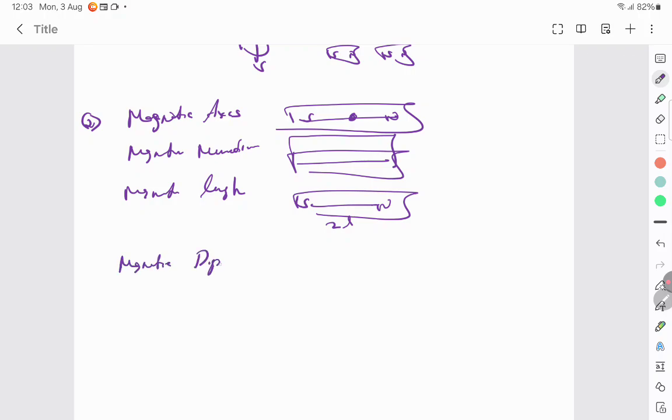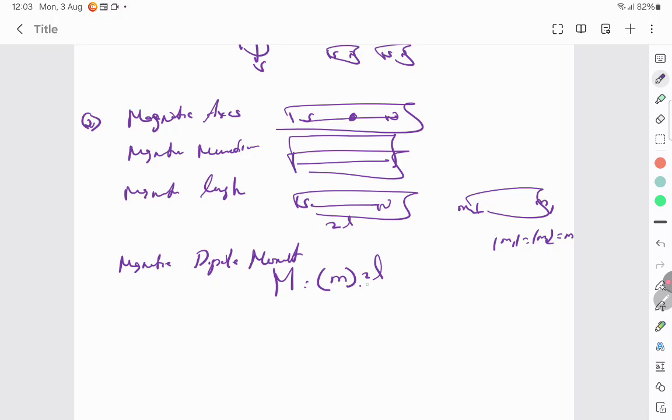Then, magnetic dipole moment. It's represented by capital M, which is the pole strength into separation. A magnet will have pole strengths m1 and m2, but they are always considered to be equal, because the north pole and south pole strengths are the same. So it's either of the pole strengths into the separation. So it's a vector because 2L is a vector.